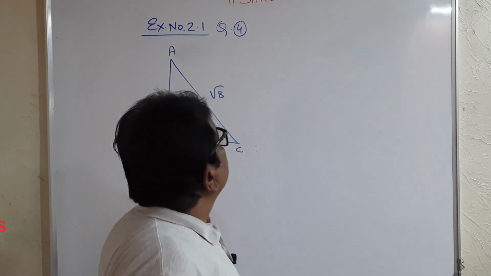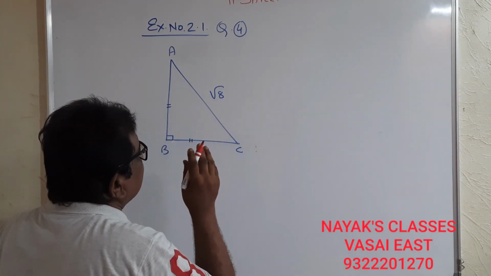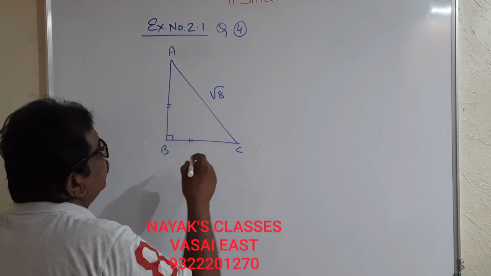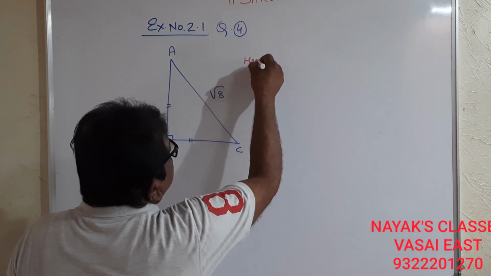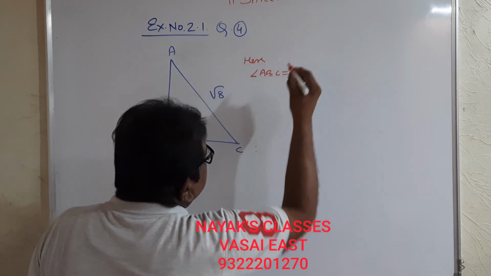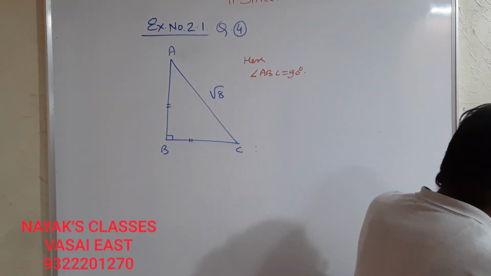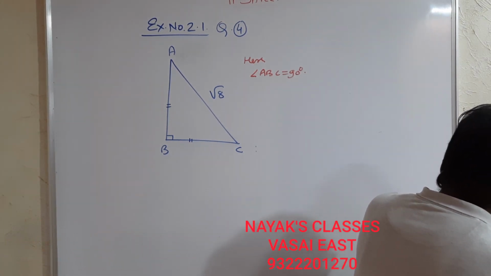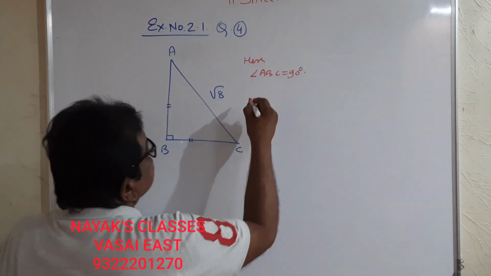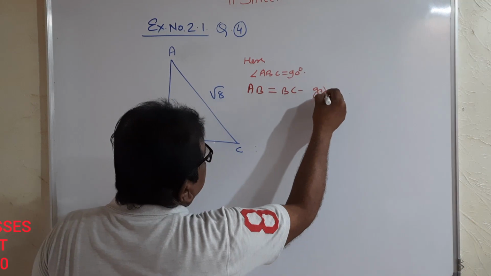So, question number 4. This is the figure they have given, and they said find these two sides. So, let us see here. Angle ABC equals 90 degrees, and AB is equal to BC, given.